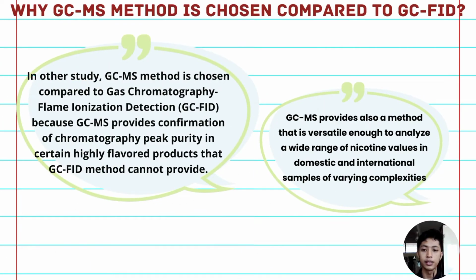In other studies, the GCMS method is chosen compared to GCFID because GCMS provides confirmation of chromatography peak purity in certain highly flavored products that the GCFID method cannot provide. And lastly, GCMS also provides a method that is versatile enough to analyze a wide range of nicotine values in domestic and international samples of varying complexities.